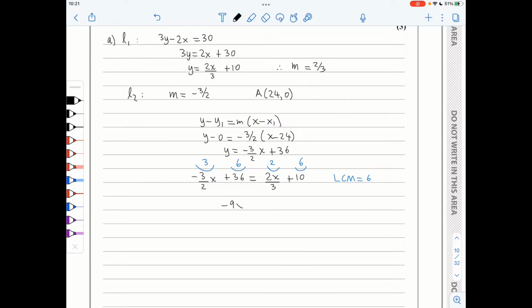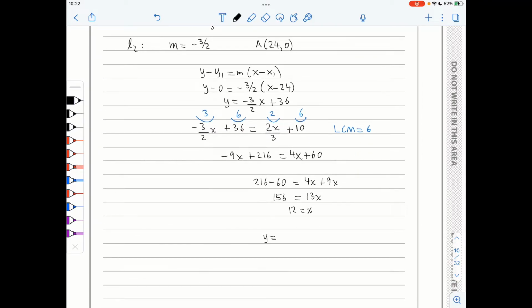Which leads to minus 9x plus 216 is 4x plus 60. I will collect the x's on the right, the numbers on the left. So 216 minus 60 is 4x plus 9x, leading to 156 is 13x, which means that x is 12. We haven't finished, we need to find the value of y as well. So I can say y is 2 over 3 times 12 plus 10, substituting in 12, which gives me 18, and therefore the coordinates of P are 12, 18.